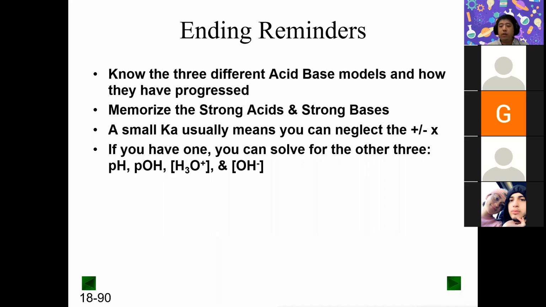So we'll always try to go with our assumption rule, the 5% rule for the time being. If you have any of these values, pH, pOH, H3O plus, or OH minus, you can find the other 3 algebraically.